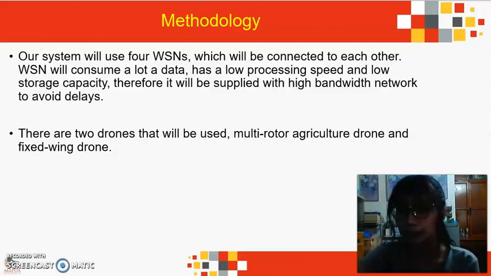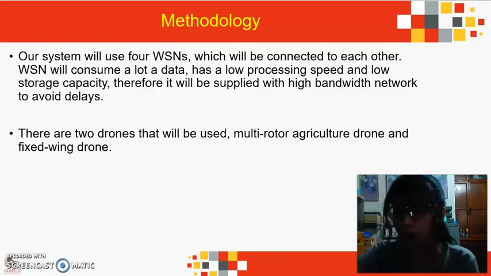Methodology: our system will be using 4 out of 5 wireless sensor networks, which will be connected to each other. The first one is terrestrial. This sensor will be used to predict weather and track the environment.